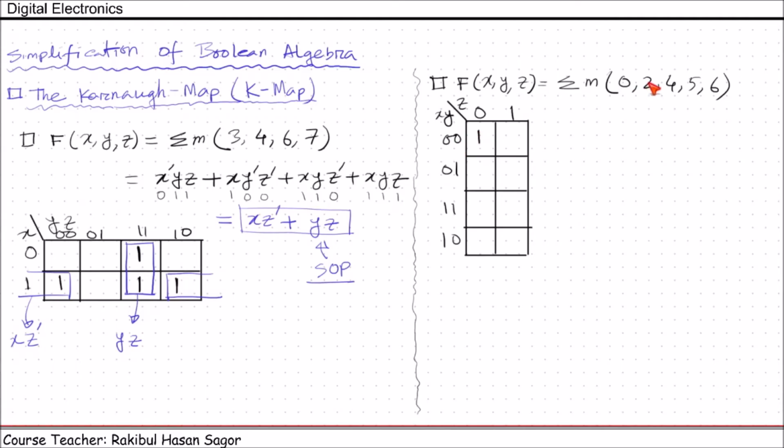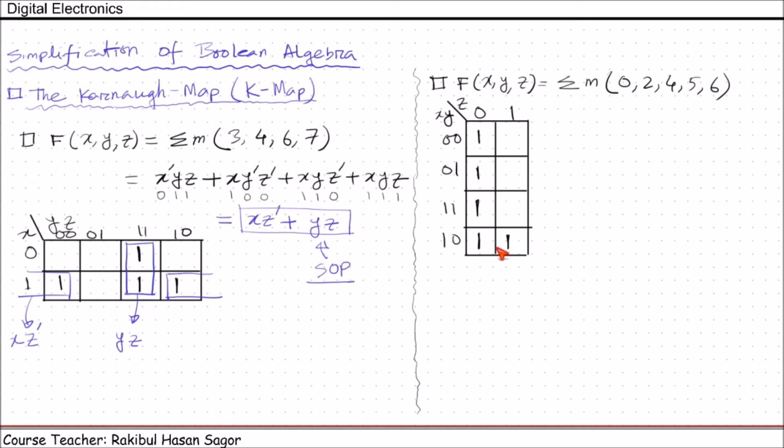2. 2 is having corresponding binary value 0, 1, 0. So we'll be having 1 here. 4. 4 is having corresponding binary value 1, 0, 0. 1, 0, 0 is here. 5. 5 is having corresponding binary value 1, 0, 1. So 1 will be here. 6. 6 is having corresponding binary value 1, 1, 0. So 1 will be here.